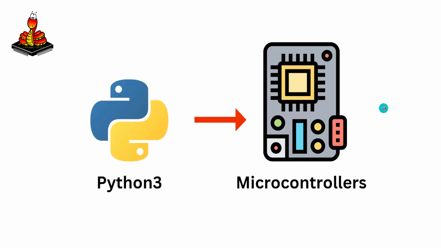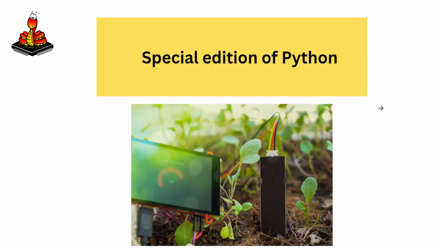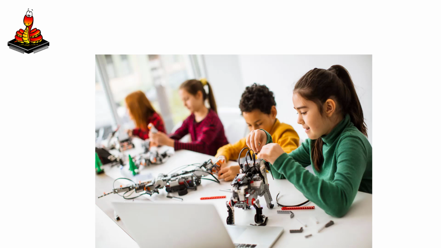So what is MicroPython? MicroPython is a software implementation of the Python 3 programming language optimized for microcontrollers and embedded systems. MicroPython is like a special edition of Python made for tiny computers called microcontrollers. These little computers are the brains behind the small gadgets and sensors, running MicroPython efficiently and smoothly. MicroPython speaks the same language as Python 3. So if you know Python, you are all set.